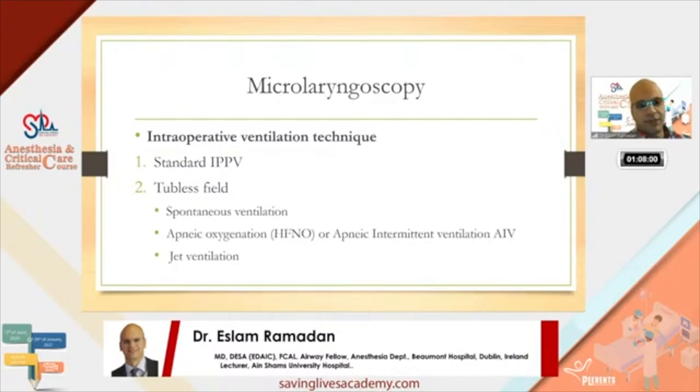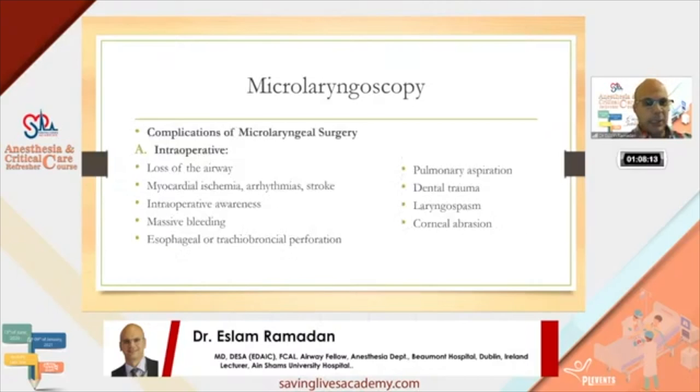And the intraoperative ventilation, as we said, either we insert the MLT, so you will go for standard IPPV, or tubeless field like spontaneous apneic and jet ventilation, as we discussed before. Complications of microlaryngoscopy or microlaryngeal surgery: intraoperative loss of airway, myocardial ischemia and arrhythmia, which, as we said, is very stressful for the patient. Intraoperative awareness, because there's a problem in how to deliver the volatile agent to the patient, that's why TIVA is very important.